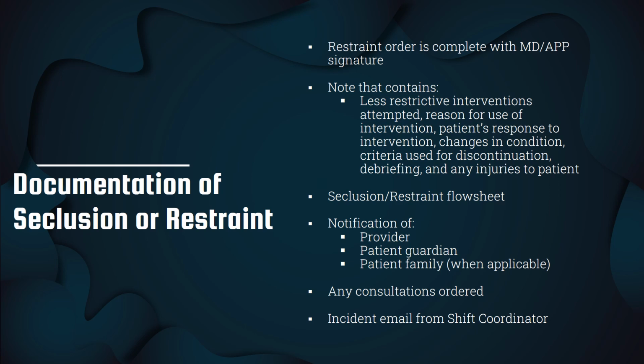The seclusionary flow sheet should be completed in real time during the event. The staff assigned to the one-to-one observation should be documenting on that form. Staff are required to notify the provider and guardian or family if applicable. The shift coordinator sends out an incident email and SBAR form that summarizes the incident.